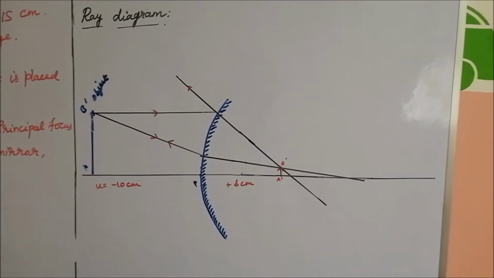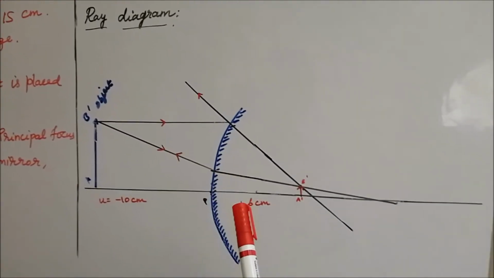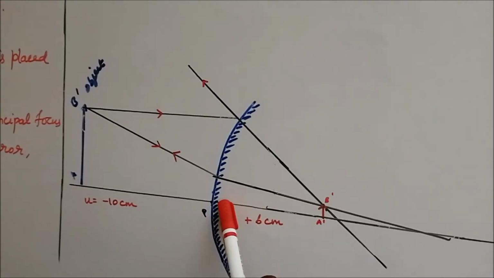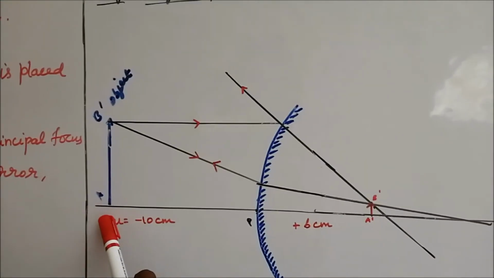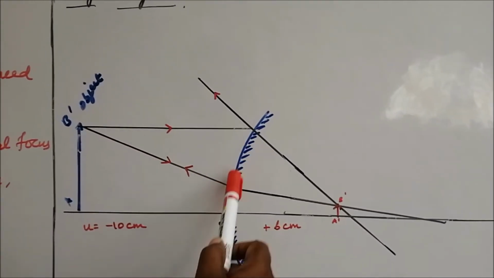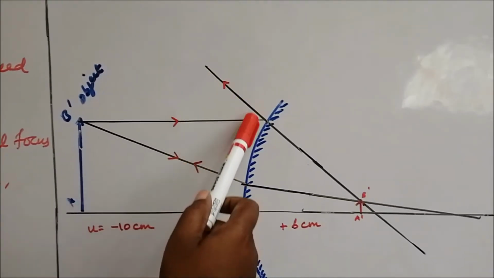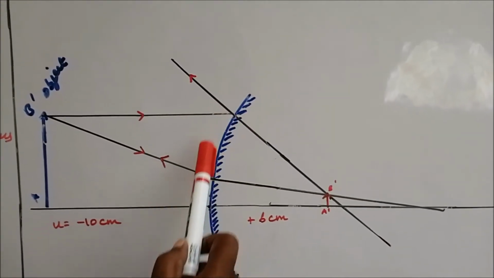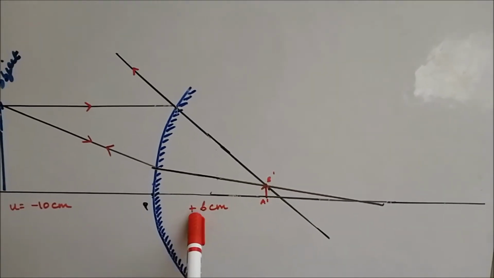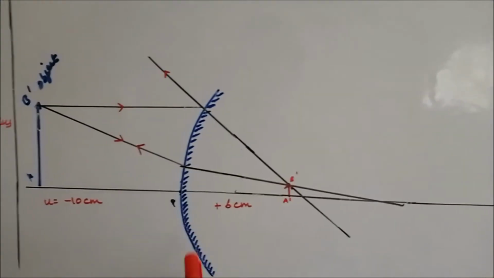This is a ray diagram for this question. In the case of a convex mirror, this is the pole of the mirror. This is the object distance, minus 10 centimeter. The rays are incident on the mirror and get reflected towards this and this. So if we draw a line from these two reflecting points, we will get the image here, which is 6 centimeter behind the mirror.